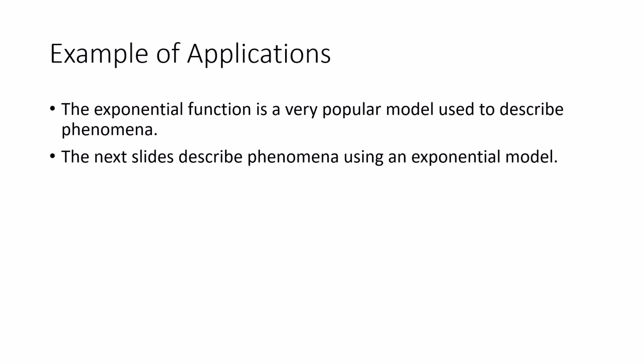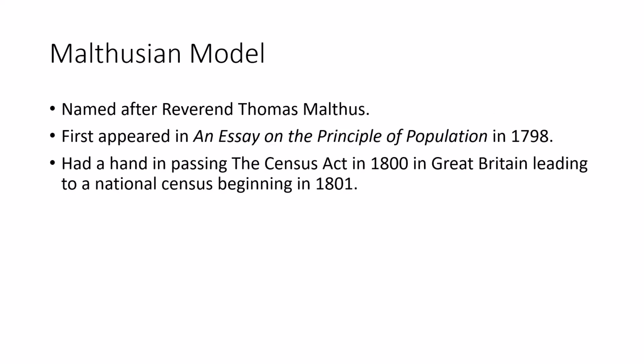So exponential functions are very popular models to use, and the next slides in this video, as well as in the series, are going to be used for phenomena that are usually described with exponential functions. Our first population model is the Malthusian model, named after Reverend Thomas Malthus. This appeared in an essay on the principle of population in 1798. This essay had a hand in passing the Census Act in 1800 in Great Britain, leading to a national census beginning in 1801.